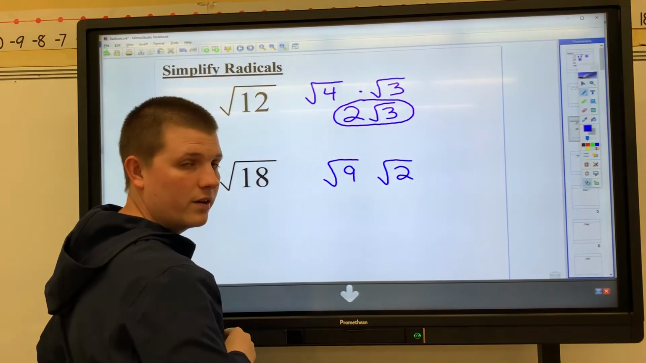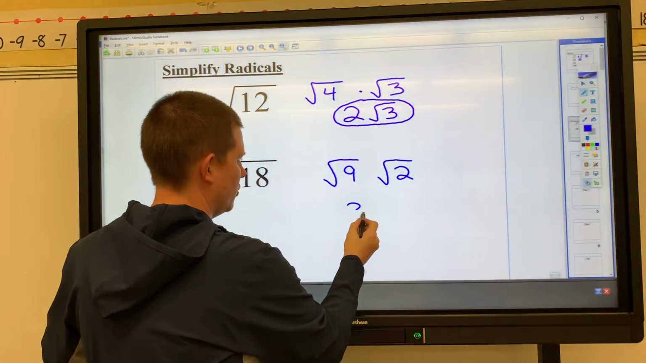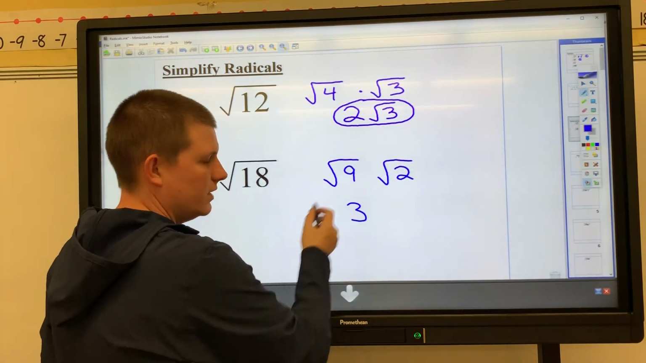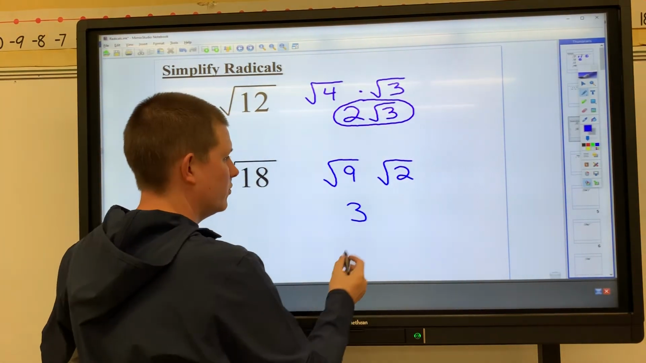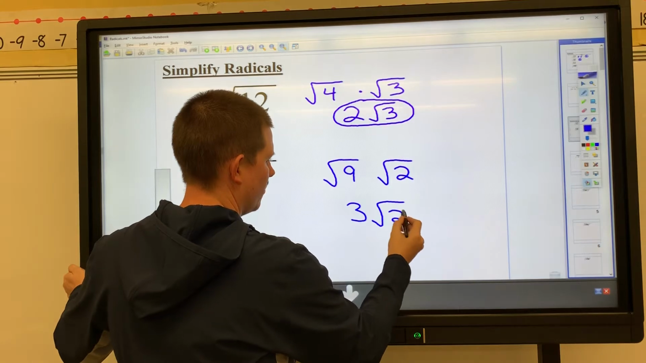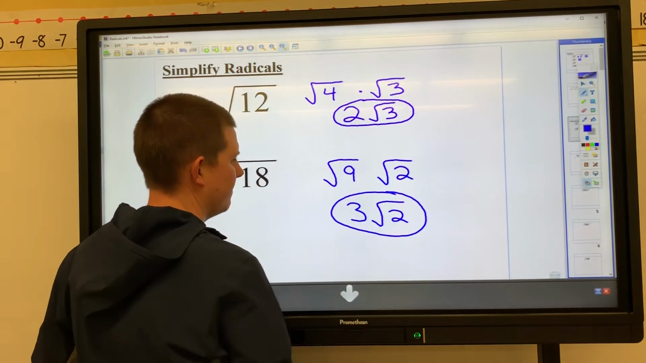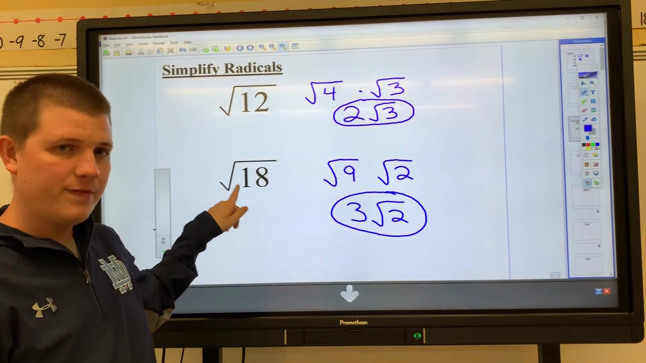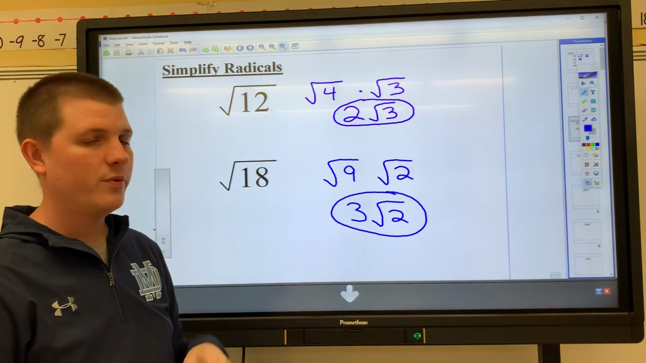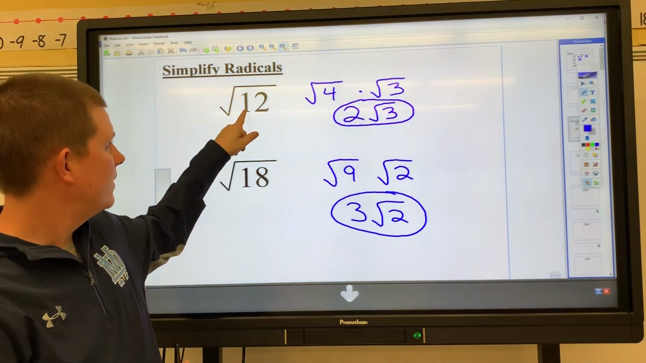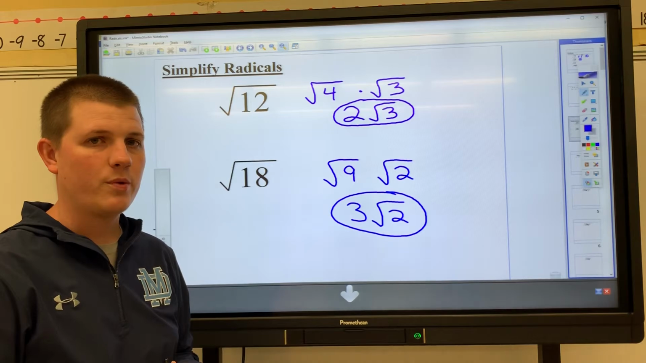Now, what is the square root of 9? 3. So that becomes a 3. What is the square root of 2? We don't know, so we're going to leave it as square root of 2. So we have simplified this radical down to 3 square root 2. Just like we simplified this radical down to 2 square root 3.